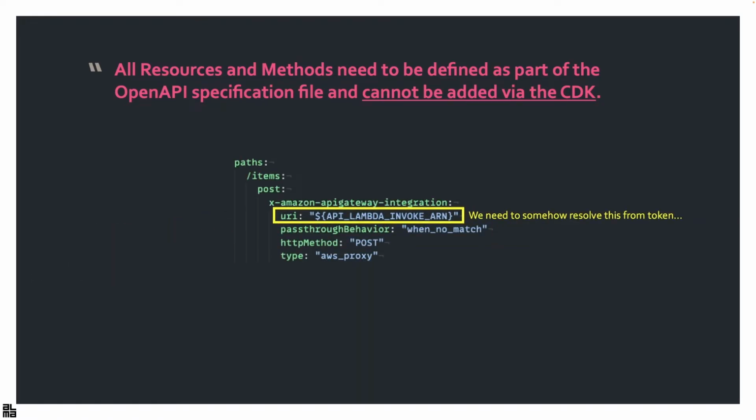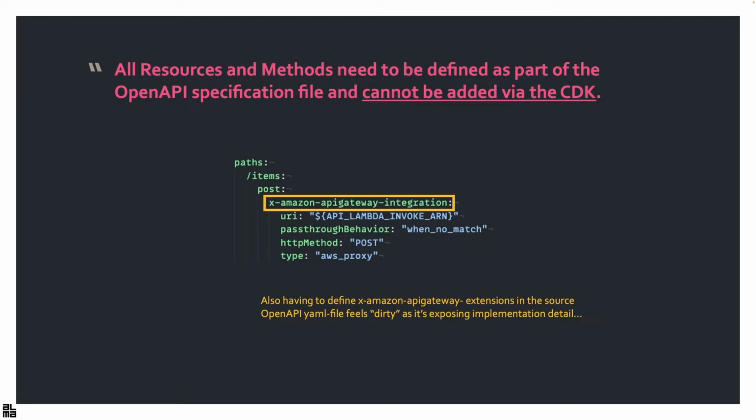People have tried to solve this by using some kind of templating or string replacement solutions, where they have some placeholder value which they then process in the CDK code before assigning the processed schema definition to the SpecRestApi construct, and this definitely works. But it's still quite annoying that we have these x-amazon-apigateway extensions in our OpenAPI specification.